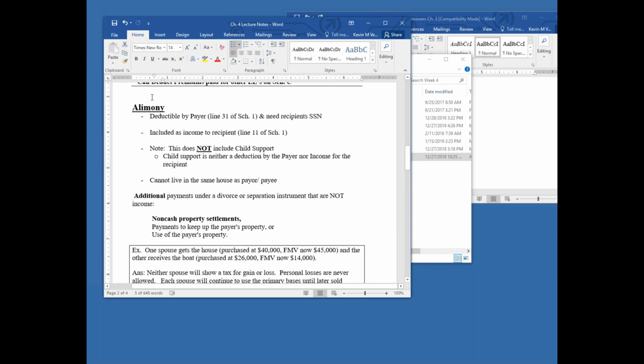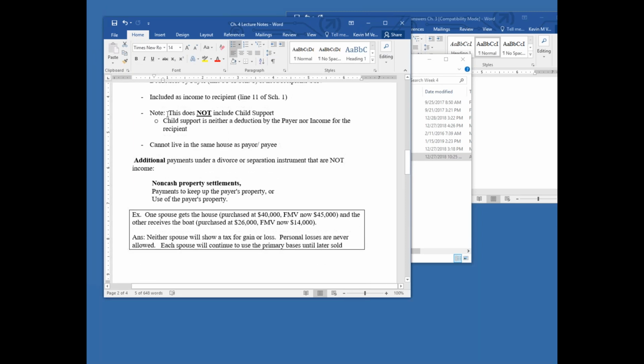If you pay alimony and your divorce was before 2018, you can take off alimony payments. The key is they cannot be considered child support, or they cannot be acting like child support. You cannot take it off if the person you're paying, your ex-spouse, still lives with you.